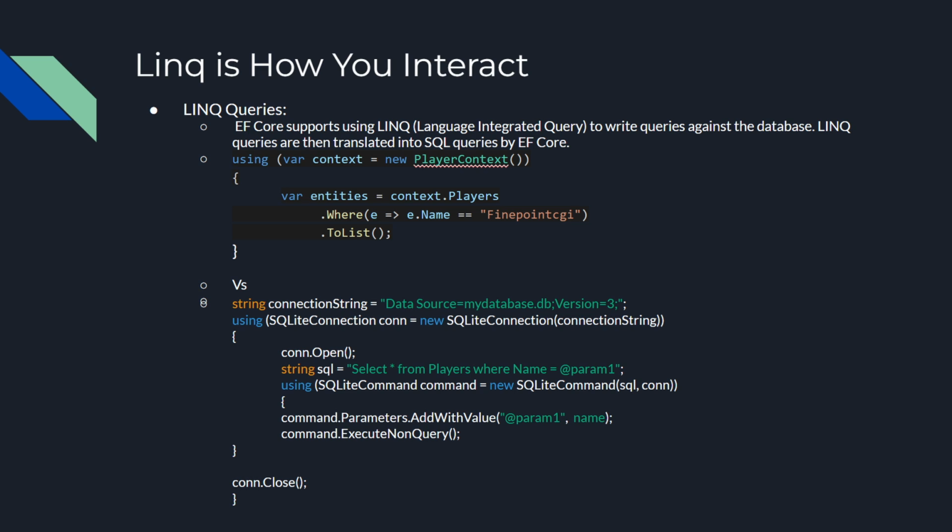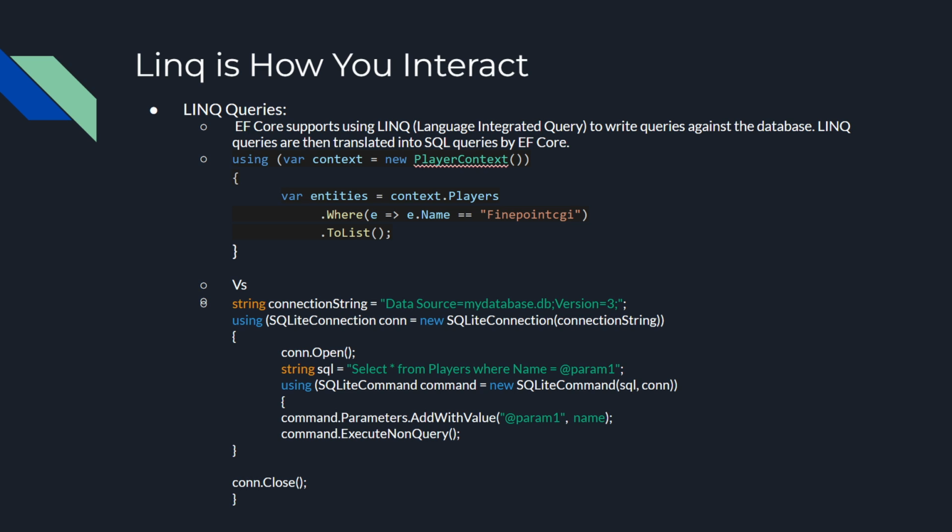Well, LINQ is how you actually interact with your database. This is one of the big advantages of Entity Framework. Here we basically say, I want to select data. I'm going to use my context, which is my player context, and I want to select my players, so context.player. I'm pulling back my player data where my name is equal to Fine.CGI, and then I want to drop that into a list. And that's it. That's all I have to do. I pull back my data, no problem.